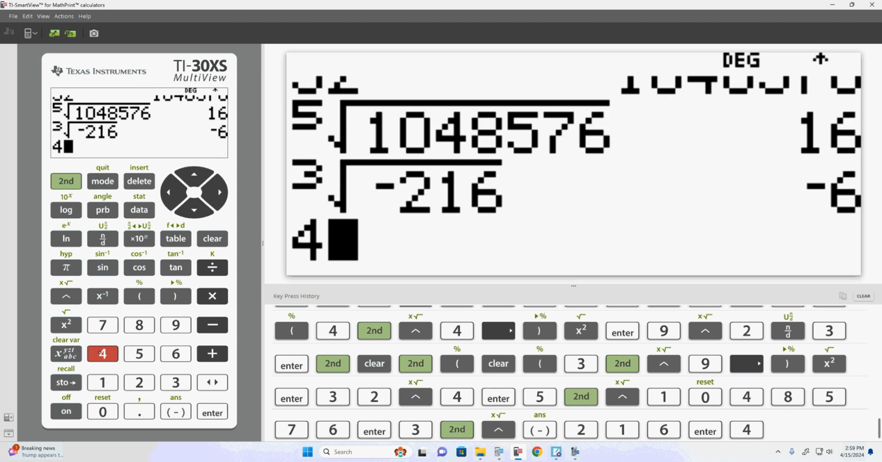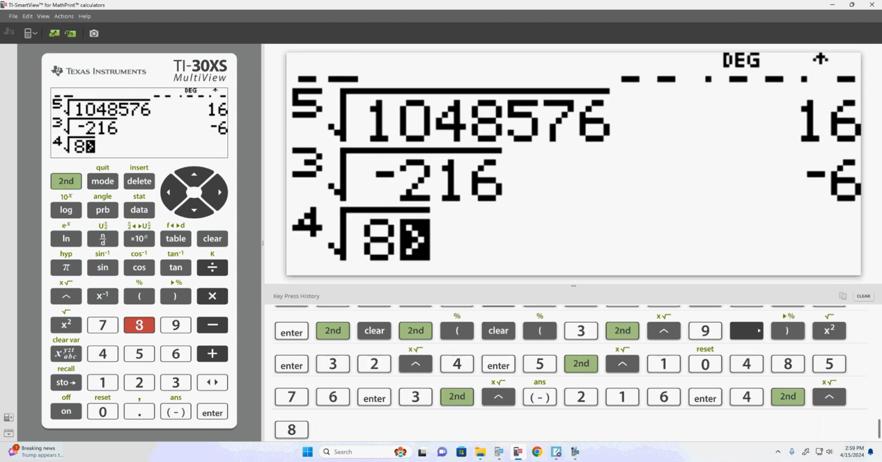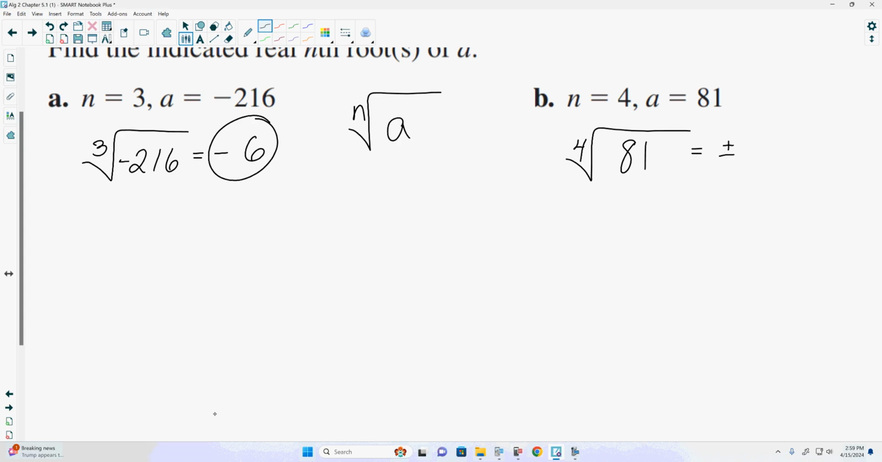Now we can say the fourth root of 81 is 3. So the fourth root of 81 is plus or minus 3. Now if they'd have just given us the fourth root of 81 to start with, we would say 3. But here, since we're applying the fourth root to it, we do plus or minus. Questions on these two here?